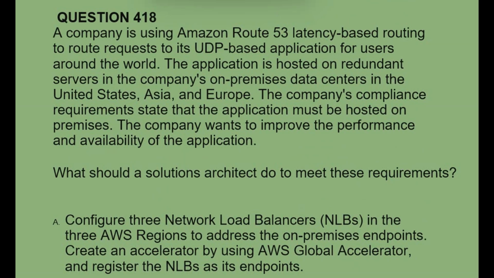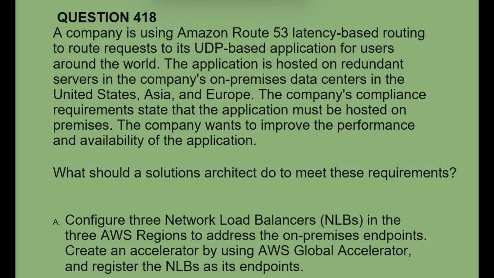Question is, a company is using Amazon Route 53 latency-based routing to route requests to its UDP-based applications for users around the world. The application is hosted on redundant servers in the company's on-premises data centers in the United States, Asia, and Europe. The company's compliance requirements state that the application must be hosted on premises. The company wants to improve the performance and availability of the application. What should a solutions architect do to meet these requirements?